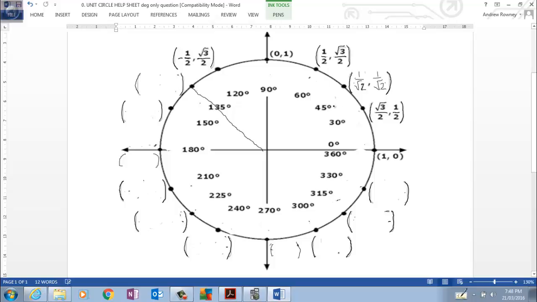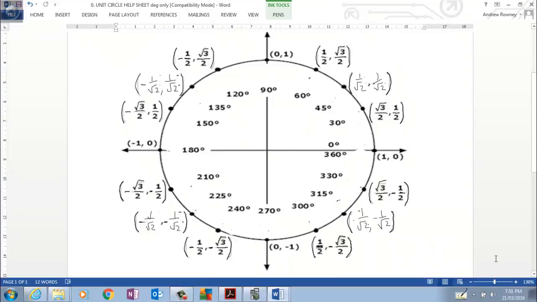135 is symmetrical with the 45. So if we want the coordinates of the 135 degree, it's going to have the same y coordinate as the 45, but instead of having the x coordinate of 1/√2, it'll have an x coordinate of -1/√2. And you should be able to work out all the remaining angles by inspection from the first quadrant here. So pause the video and come back to see the solution. And here are the solutions.